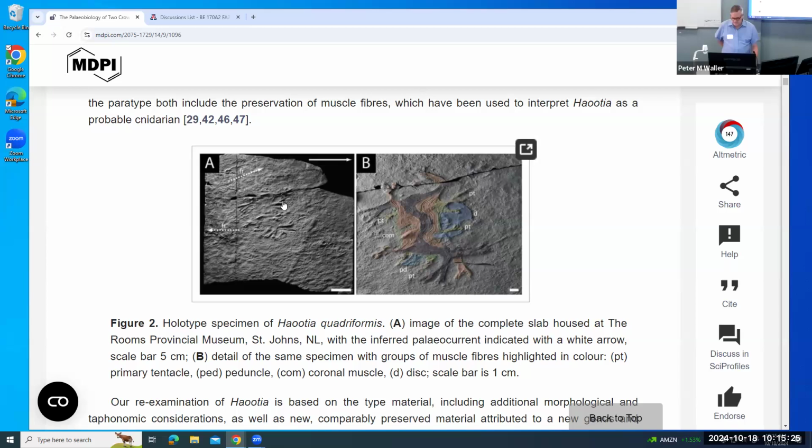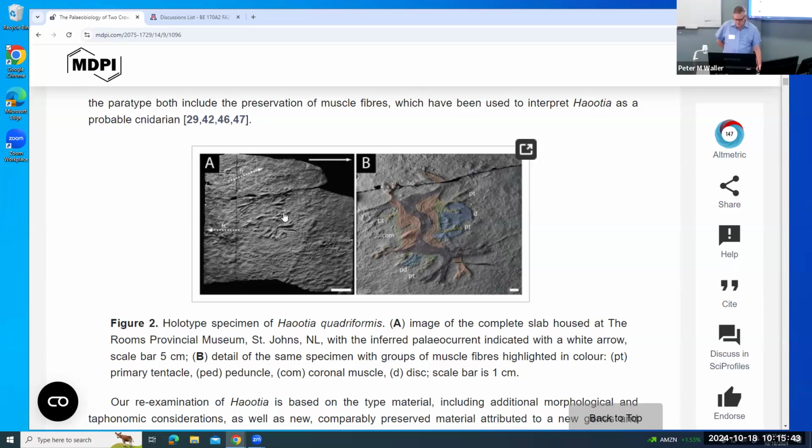And I typed in AI, paleontology, and I asked AI if AI is being used in paleontology, and it is. And so here's the sequence.